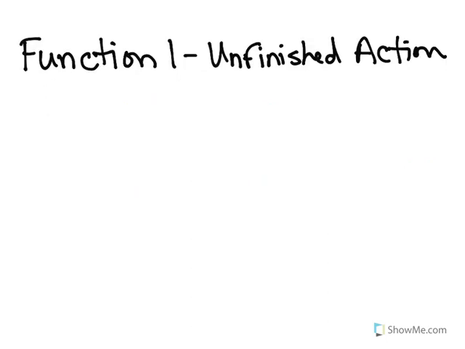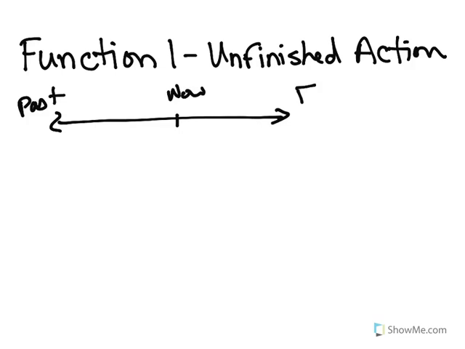Okay, now here's where present perfect gets a little bit complicated. Talk about the functions. So the first function of present perfect is an unfinished action. I'm going to draw a timeline here. So this is, let's pretend that this is time, and here's the past, this is now, and the future.